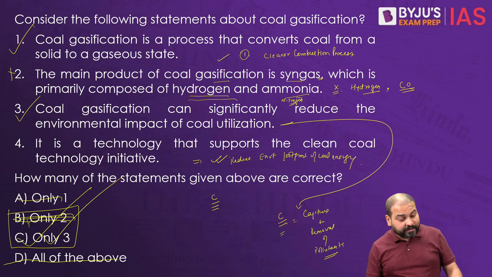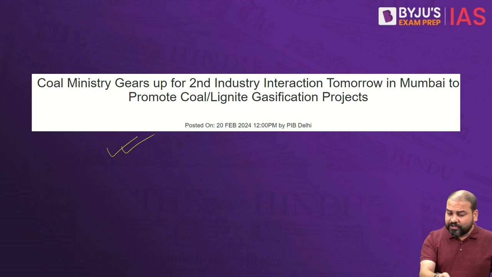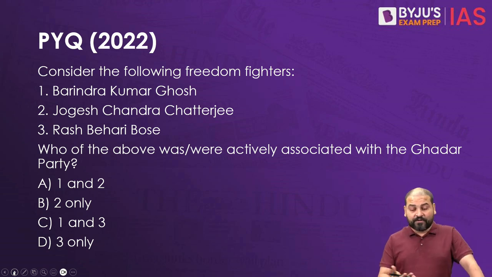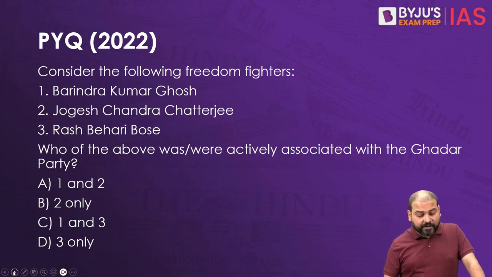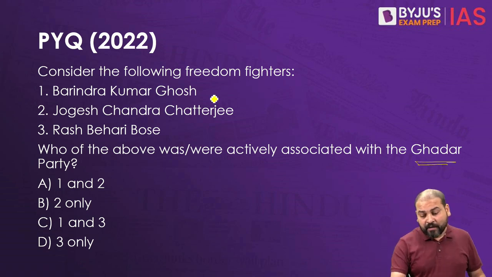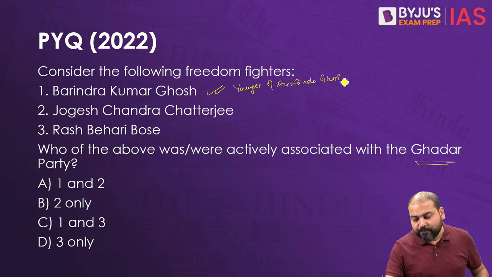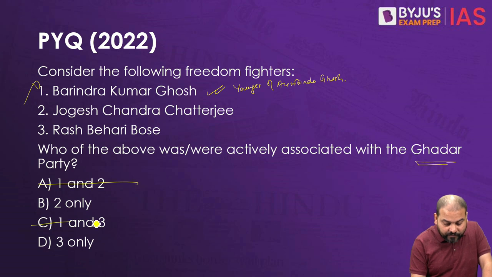3 statements are correct. Let us go to the PYQ question, and this you can see from PIB we have taken up this particular question. PYQ in 2022, this question came. Consider the following freedom fighters: Barindra Kumar Ghosh, Jogesh Chandra Chatterjee, Raj Bihari Bose. Who amongst the following were involved in Gadar movement? Please remember, Barindra Kumar Ghosh, younger brother of Aurobindo Ghosh, was involved in Alipur bomb conspiracy but was not involved in Gadar. So clearly these 2 are wrong.